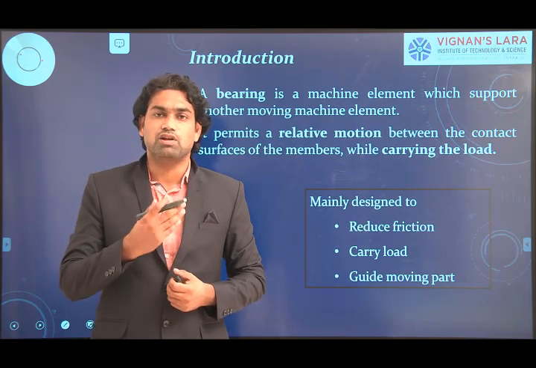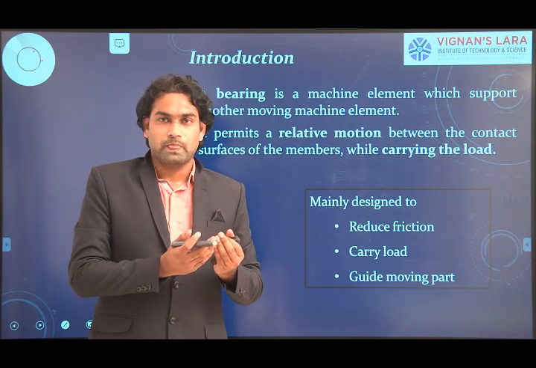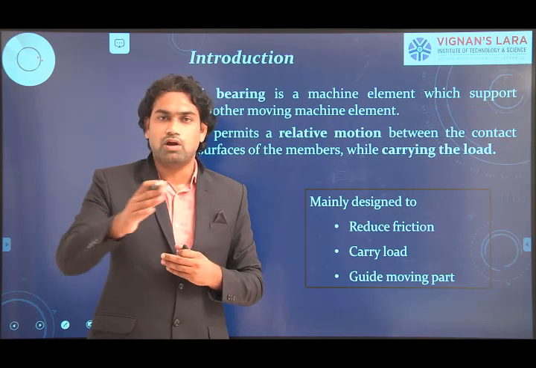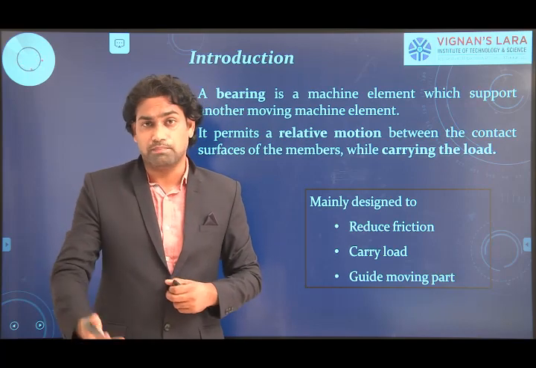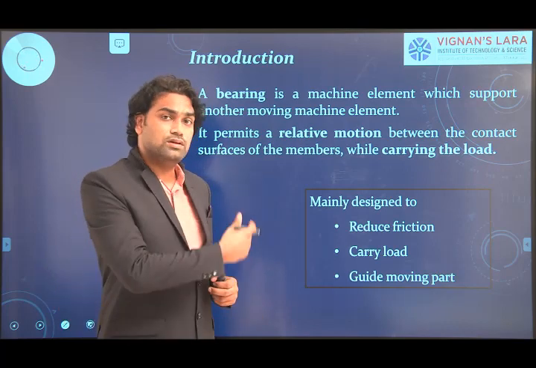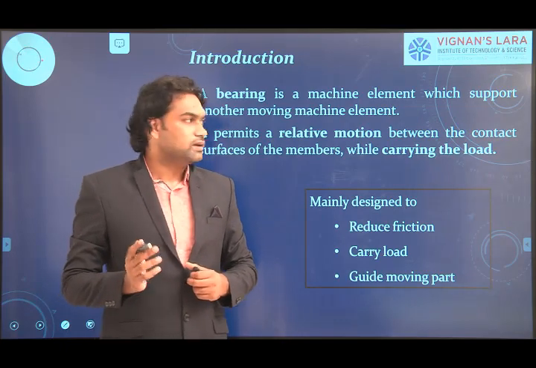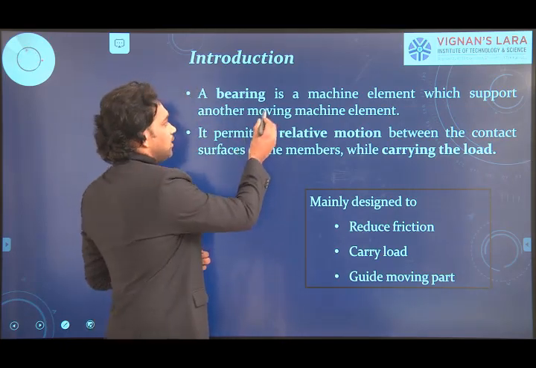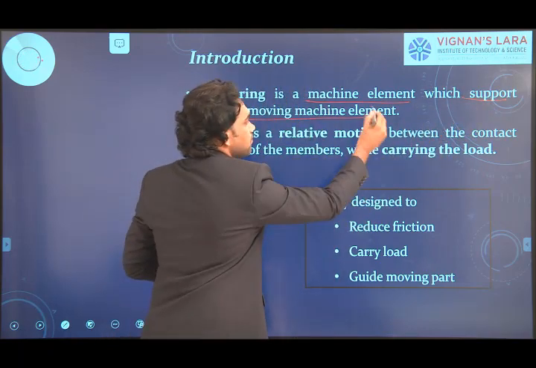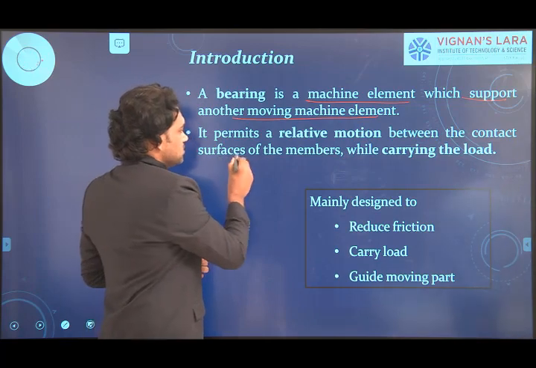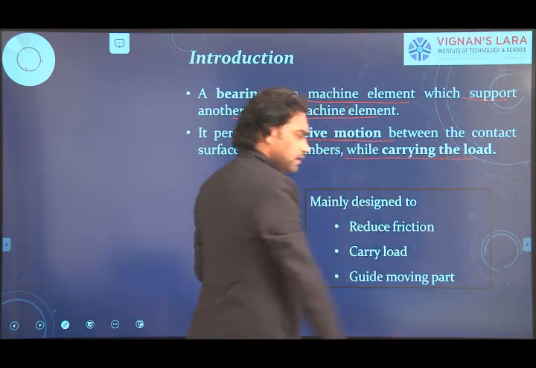So as I said, one of the components is having motion. Whenever you support it, you should not restrict that motion. The bearings should allow the other machine component to rotate in a free fashion. Clear? So that is what bearings are called. It is a machine component that supports the moving machine element, and it has surfaces that permit relative motion along with carrying of load.